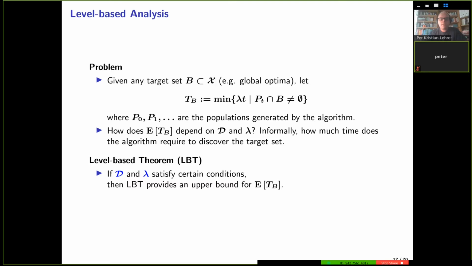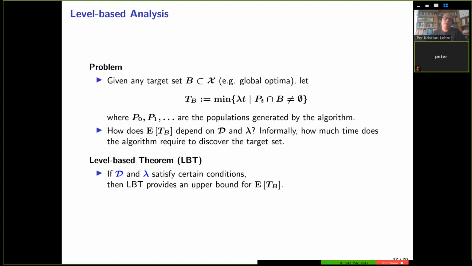We have some target set in the search space. Let's say we are interested in finding the global optima of some fitness function. So let's say the target set is some subset B of the search space X. Then we can define the runtime of this algorithm to be lambda times T, where T is the smallest generation number such that at least one individual in the population at time T belongs to this target set B. And we multiply here by lambda because in every generation we evaluate lambda individuals.